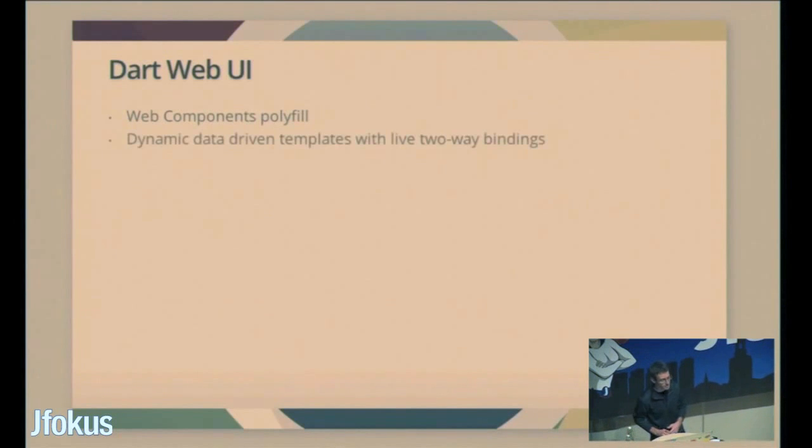Okay, so that brings us to Dart Web UI. This is really where the rubber hits the road. The Dart Web UI package is a web components polyfill, which means a polyfill is a library or code that makes a new feature available to developers today, so you don't have to wait for everyone to go implement the stuff. But on top of the web component stuff, the stuff that we saw earlier, which was declarative new elements and templates, Web UI also has declarative, dynamic, data-driven, two-way live data binding. I think that was a lot of buzzwords, but we'll see an example of that in a moment.